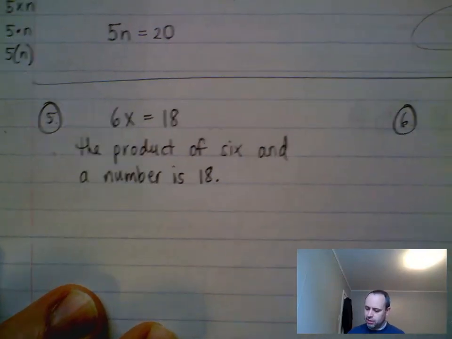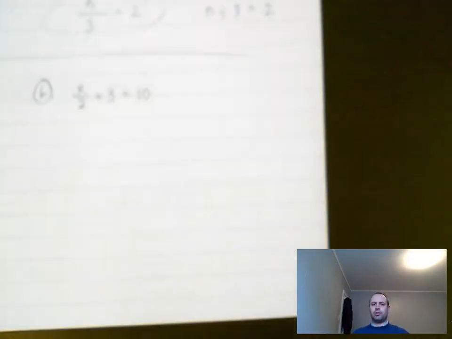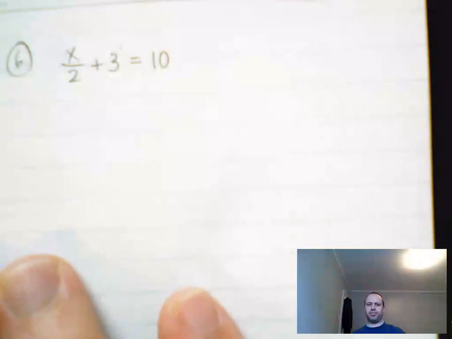Okay, let's try number 6. This one's going to be a little trickier. There's going to be multiple components of this. So let's try number 6. Okay, so go ahead and try to write that in words.